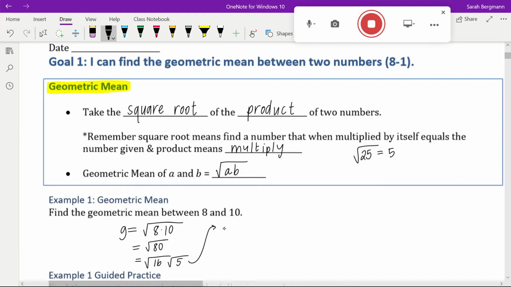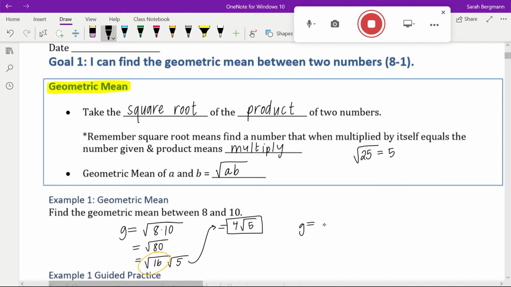The square root of 16 is 4. Whoops. This is actually a very common mistake, so I want to point this out. A lot of times after people take the square root of 16, they write that it's equal to the square root of 4. However, this is not true. Square root of 16 and square root of 4 are not the same. The square root of 16 is equal to just 4 because 4 times 4 equals 16. So I know the geometric mean between 8 and 10 would be 4 radical 5.